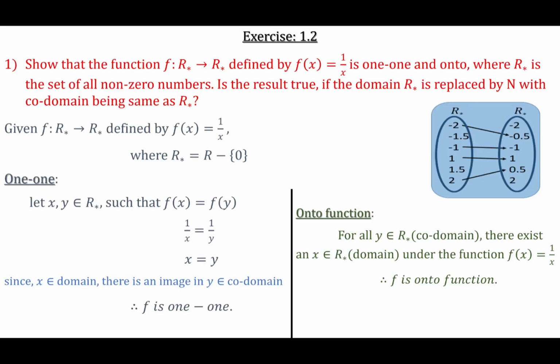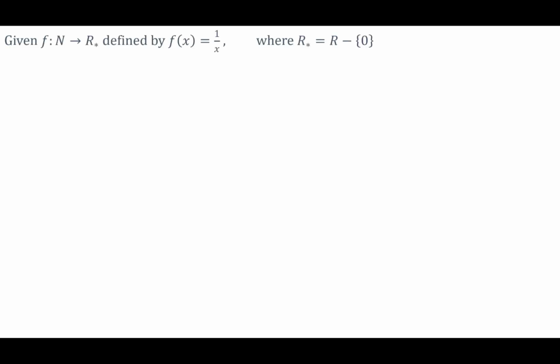In the second part of the question, we have to replace the domain R star by the natural numbers, whereas the codomain is the same. In this part, we replace the domain with all natural numbers. Natural numbers start from 1, 2, 3, and so on, positive, mapping to R star, defined by the same function f of x equals 1 over x, where R star is all real numbers except 0.